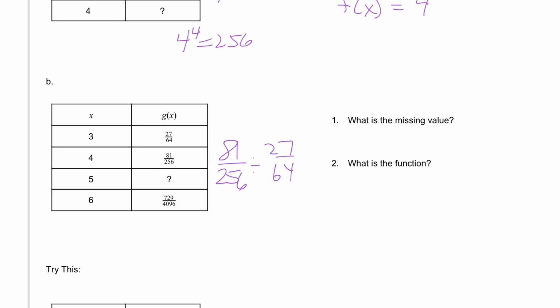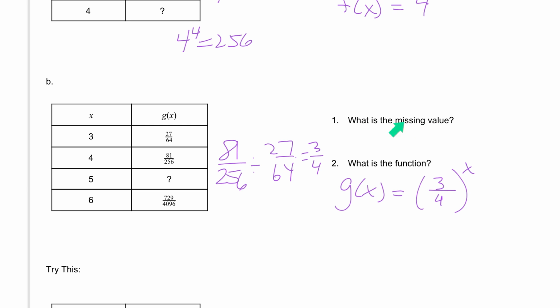You can do this on your calculator if you want to. And if you divide that out, you should see that you get 3 over 4. Since it's 3/4, our function, this time labeled g of x, is equal to 3 over 4 raised to the x power. Make sure you have your parentheses around your fraction, and then it's raised to the x power.